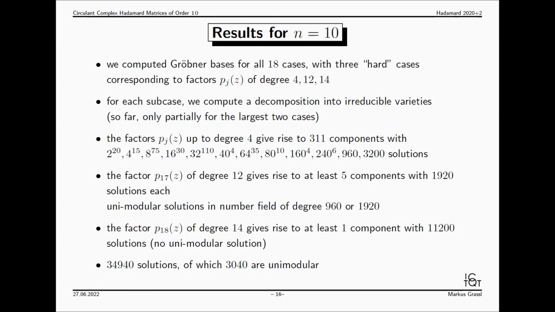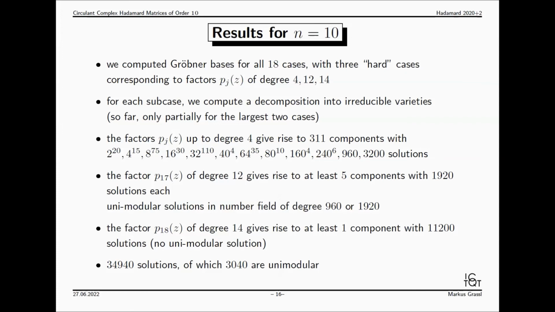So if we take the first 16 of them, we get 311 components. And what I'm writing here is a little bit abusive notation. It means we have 20 components which only have 2 points. We have 15 components with 4 points and so forth.